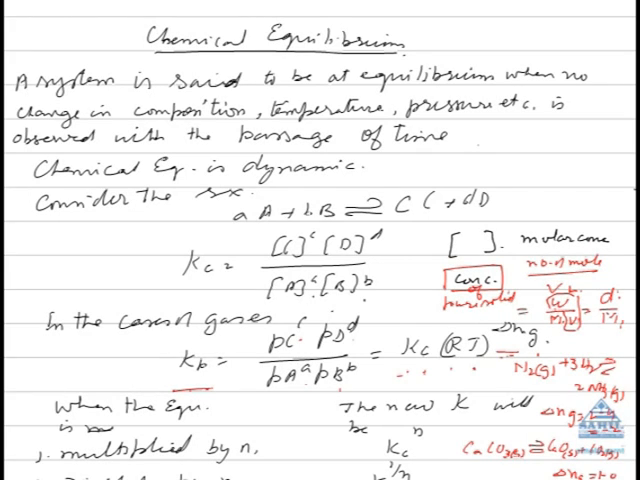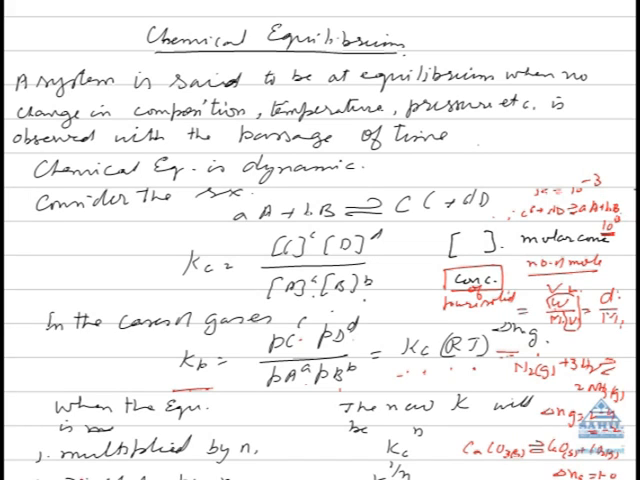For example, let us take the first case: A moles of A and B moles of B giving you C moles of C and D moles of D. If the equilibrium constant for this reaction is 10 to the power minus 3, then for the reverse reaction, that is to say C moles of C plus D moles of D giving A moles of A plus B moles of B, the equilibrium constant will be equal to 10 to the power 3.